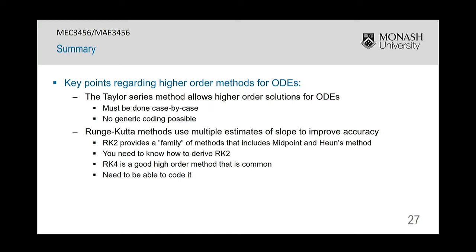Runge-Kutta methods use multiple estimates of the slope to improve our accuracy. RK2 provides a family of methods that includes both the midpoint and Heun's method. You need to know how to derive RK2 for this course. RK4 is a good higher order method that's very commonly used. You definitely need to be able to code this, or rather learn how to code this, because you will do it in one of your computer labs.